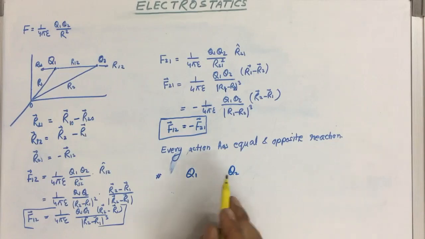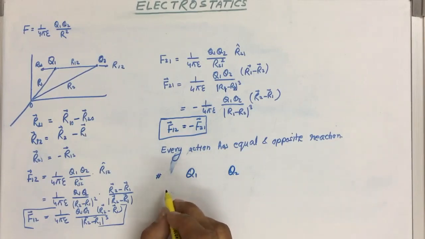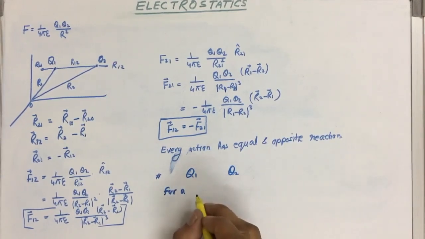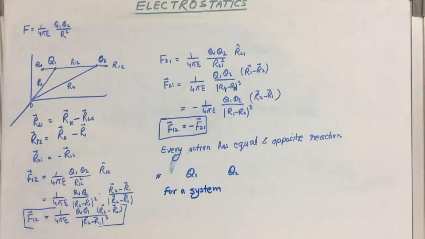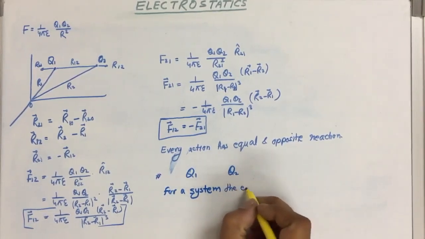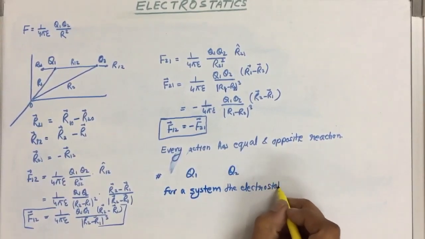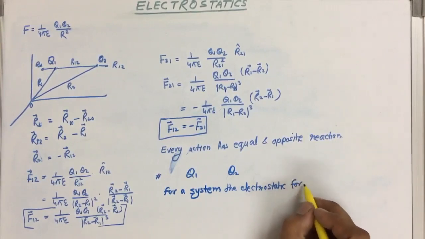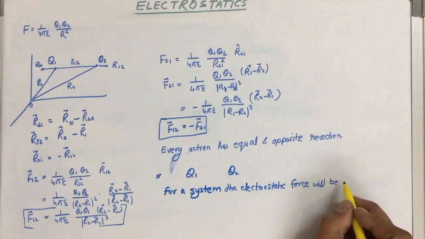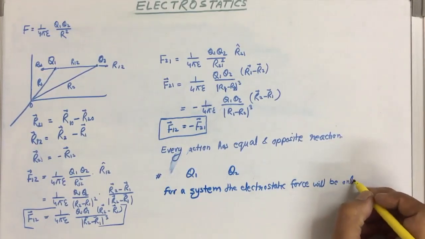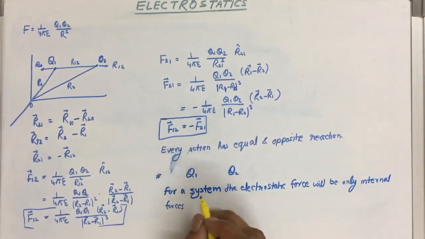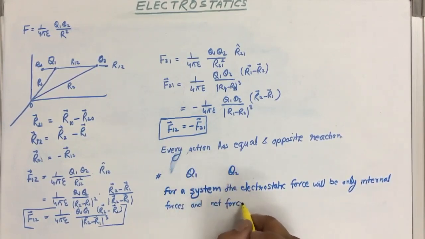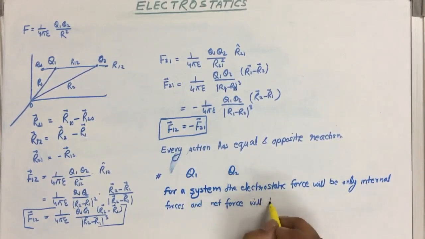So we can write: for any system, the electrostatic force will be only internal forces, and the net force, meaning the total force of the system, will be 0.